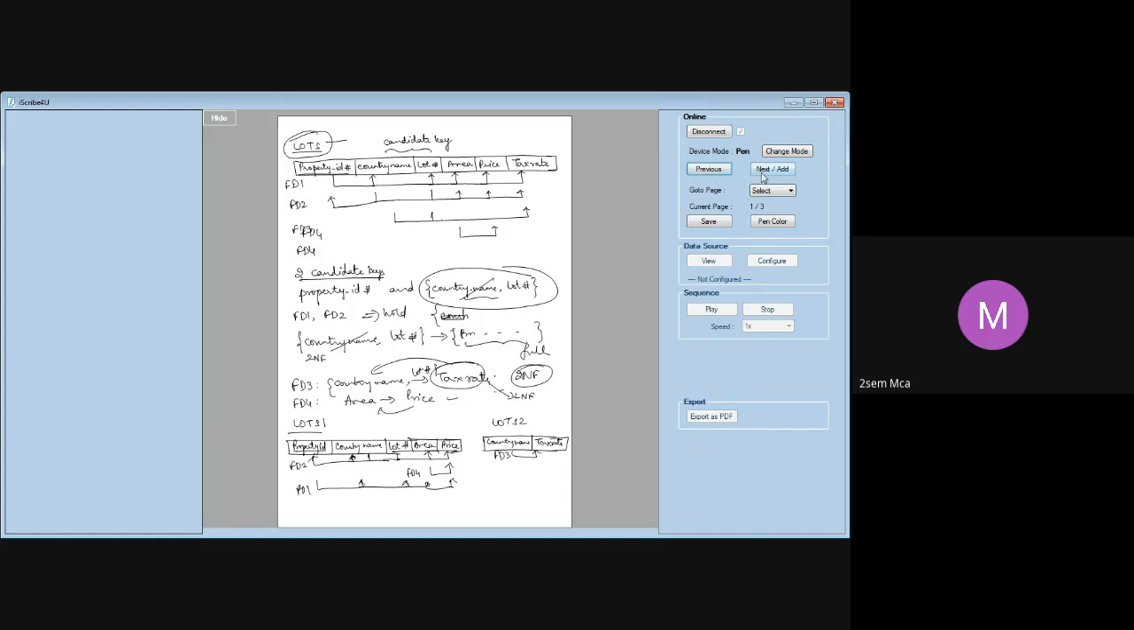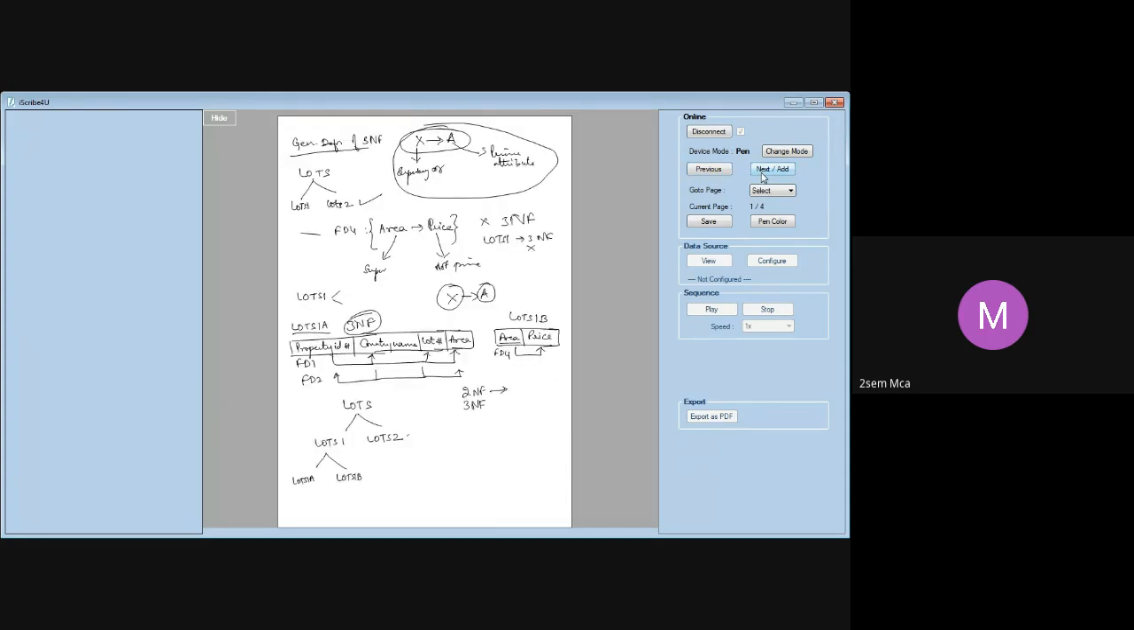Okay, so then how can we try to bring it into third normal form? We try to push whatever is violating it. We try to take it as a separate table. So area determines price, we took it as lots 1B. So we again decomposed lots 1 into lots 1A and lots 1B. In this lots 1B, we put the FD4, which violated our third normal form. Now you look into this table. FD1, FD2, FD4, all are in third normal form.